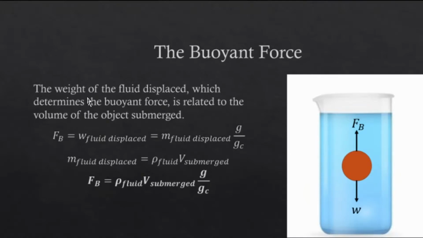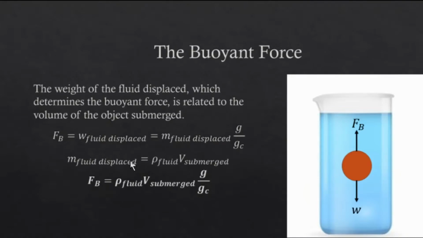We can describe the weight of the fluid displaced, which determines the buoyant force. This is related to the volume of the object submerged. Simply speaking, we define the buoyant force as being equal to the weight of the fluid being displaced, which is related to the volume of the object. The weight of the fluid displaced is equal to the mass of fluid displaced multiplied by g over gc, or our conversion from mass to force. This is 9.81 newtons per kilogram.